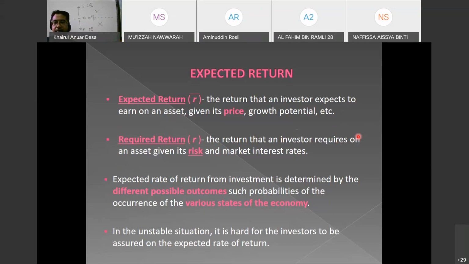Expected rate of return from an investment is determined by the different possible outcomes, such as the probability of the occurrence of the various states of the economy. Maksudnya sini kadar pulangan dijangka tersebut adalah berbeza-beza mengikut keadaan ekonomi semasa. Okay, ada ekonomi yang dalam keadaan recession, ada ekonomi dalam keadaan stable, ada ekonomi dalam keadaan boom, for example. Any question?